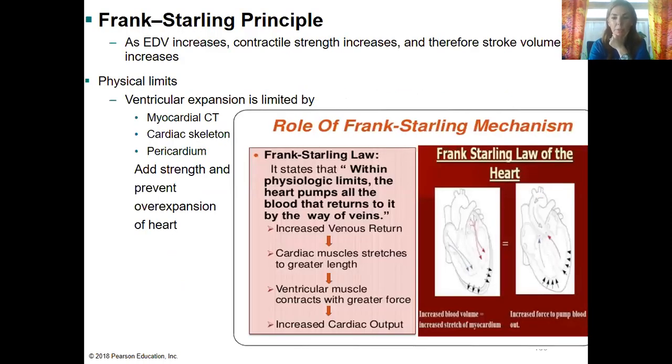The Frank-Starling principle is almost a common sense thing, but I'm going to walk through it with you and hopefully explain it enough that you feel like, oh yeah, that totally makes sense. The Frank-Starling principle says that as the EDV increases, your end diastolic volume, the more blood you have in the ventricles in their filling time, then your contractile strength increases and therefore stroke volume increases. So let's walk through that for a little bit.